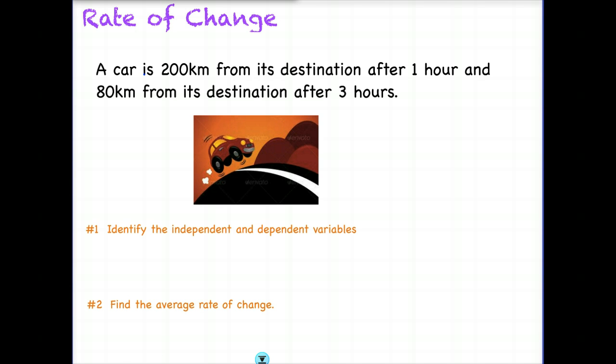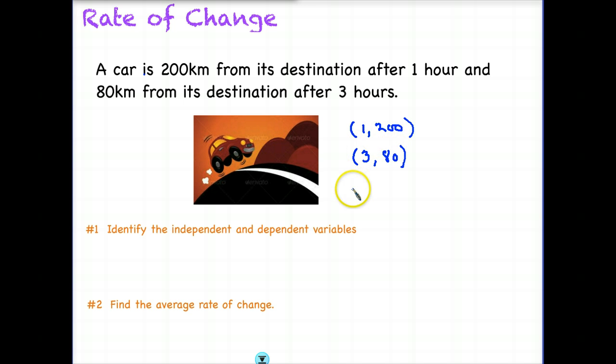The way we would start this problem is we would go ahead and write these as coordinate points. So given our first set of information, after 1 hour the car is 200 kilometers from its destination, I'm going to put the 1 here and the 200 here. And the reason that I did that is because typically time always represents our x value, our independent variable. We don't control time. So after 1 hour, the car has traveled 200 kilometers. And then if we record our second set of points, after 3 hours, the car has traveled 80 kilometers.